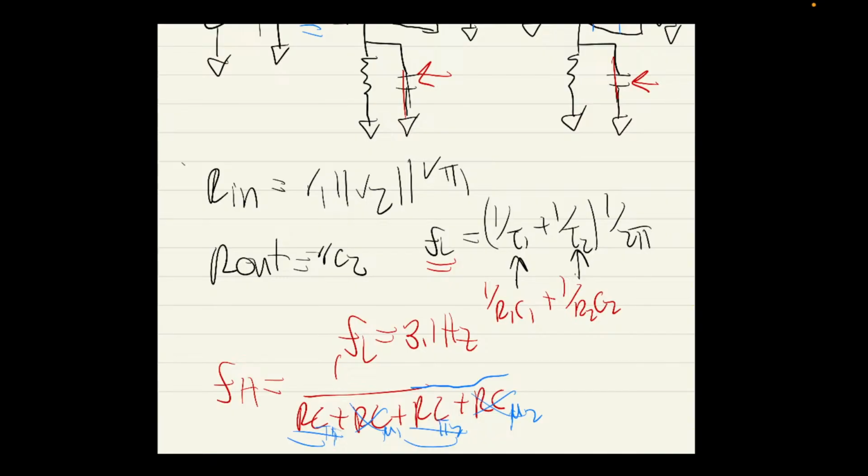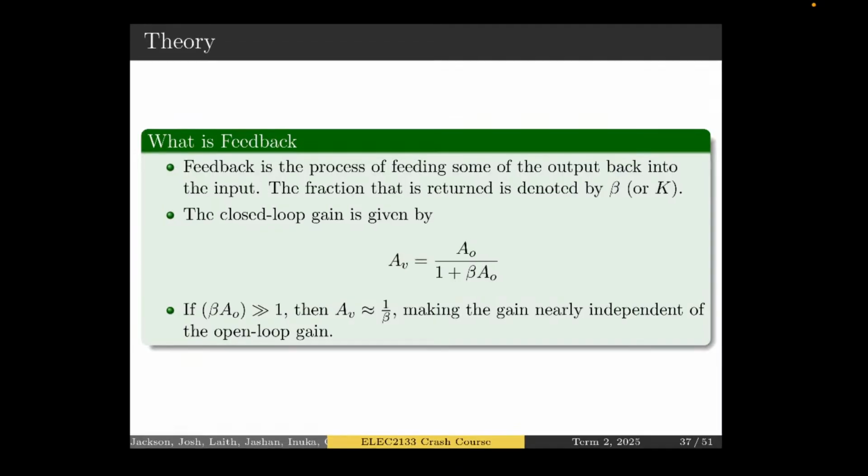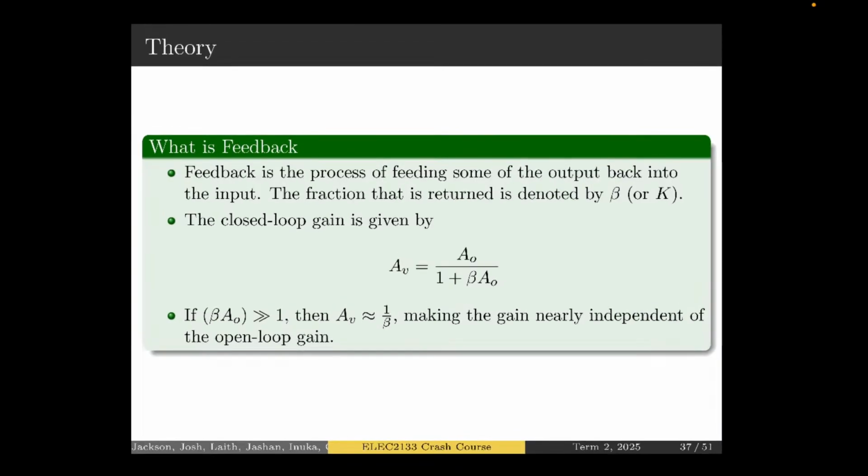All right, let's do feedback now. Okay, so what is feedback? Feedback is the process of returning some of the output back into the input. The amount that we choose to return is denoted by beta, or K in some texts.